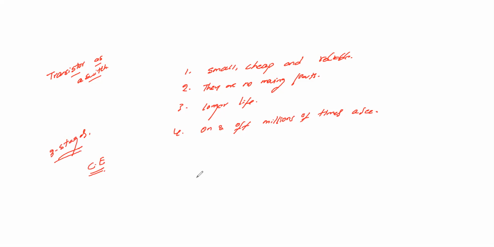So let's see one by one. I'm just drawing the circuit, then we'll discuss. Okay, so here there is an input. The input is connected to the base and a common emitter, where the emitter is grounded and the collector is connected for the output.